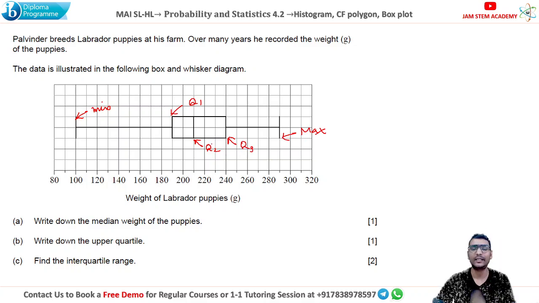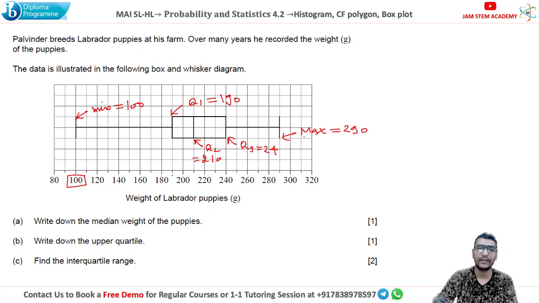So yes, we can easily mark these points. We can read the minimum value from here. It is 100, right? Similarly, for the quartile 1 or the lower quartile, the value is here, which is 190. For the second quartile, the value is 210. For the quartile 3, it is 240. And the maximum value of this data is 290. Yes, you are right. 290 is the value.